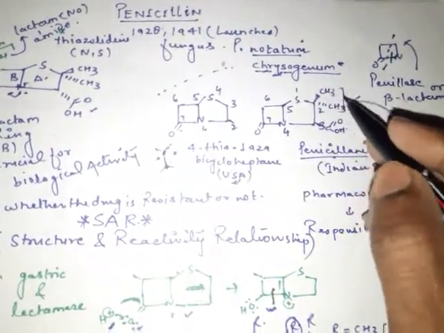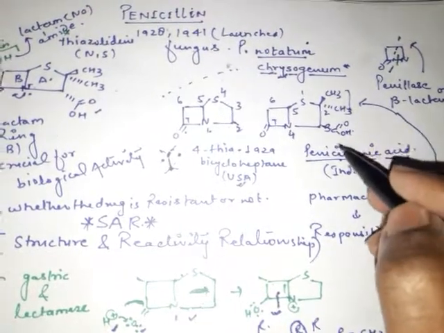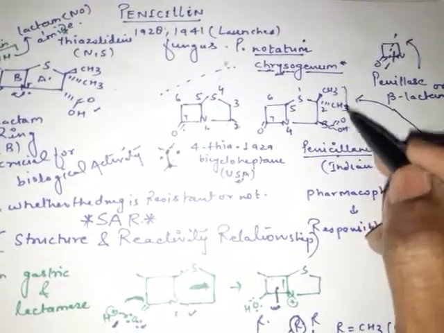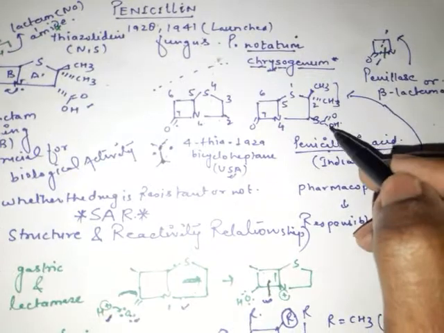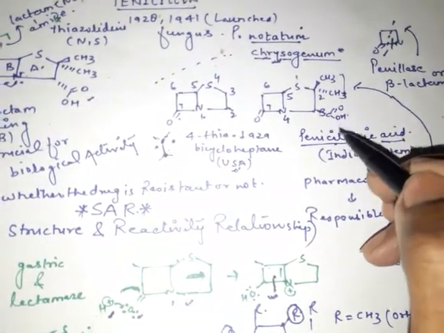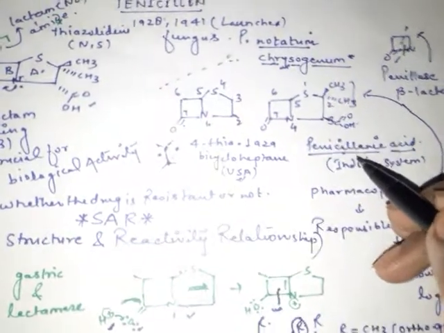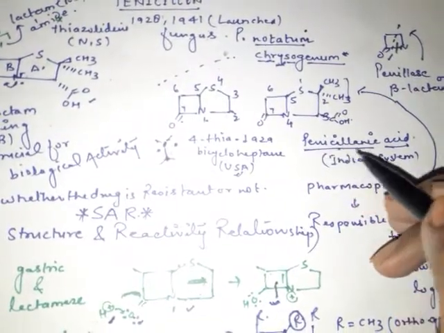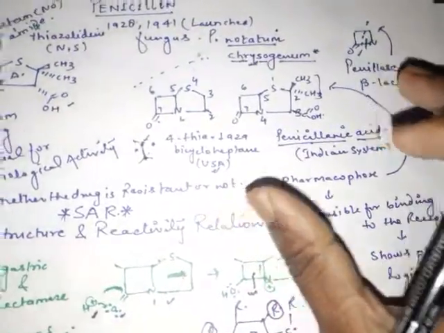In this, methyl is added, extra COOH is added. So these two fragments are added here in the Indian Pharmacopoeia for giving the IUPAC nomenclature to the penicillin. Its common name is penicillinic acid. So it is a very important point for IUPAC nomenclature.